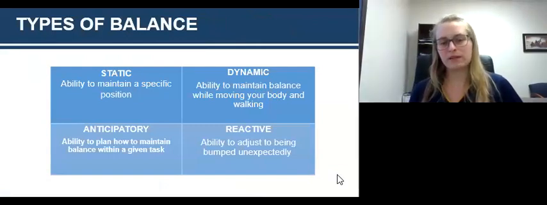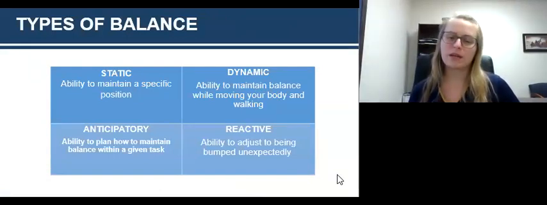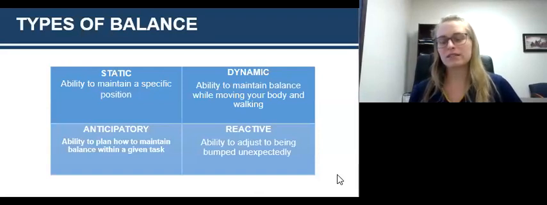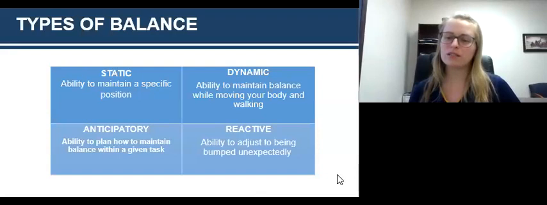There are many types of balance, including static, dynamic, anticipatory, and reactive. Static balance is standing in one place without needing to step or hold onto a surface to maintain your balance. Dynamic balance is maintaining your balance while your body is moving, like while you're walking. Anticipatory balance occurs when you know something is going to change, like attempting to step down off of a curb or walking on the grass.